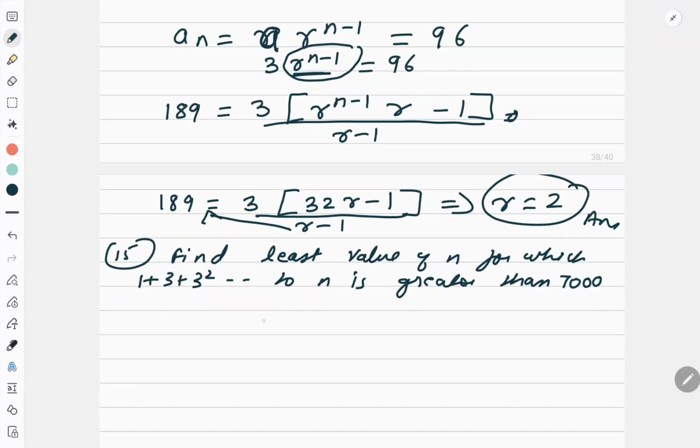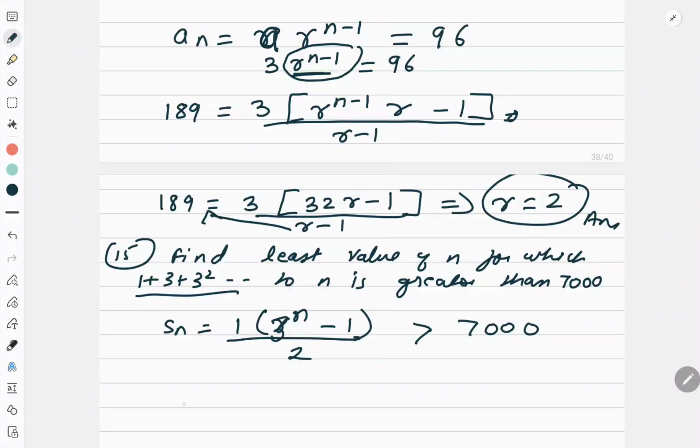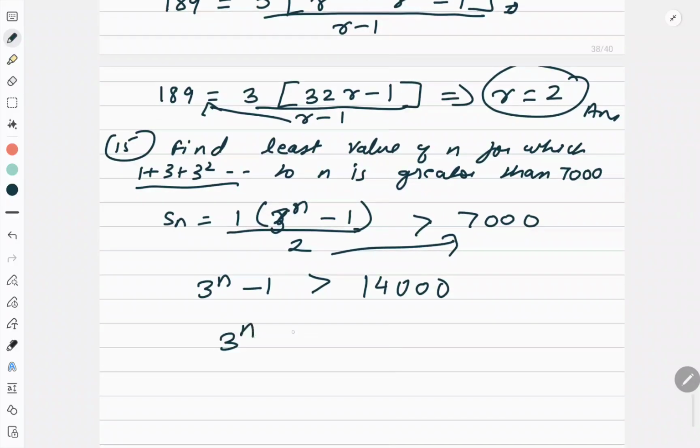Find the least value of n for which this is greater than this. Simple, this is a GP. So what is the sum of a GP? a into r to the power n minus 1 upon r minus 1. r is 3 here, so 3 to the power n minus 1 upon 3 minus 1, that is 2. As per the given condition, this Sn is greater than 7000. So how will you solve it? I have 3 to the power n minus 1 is greater than 14,000 now. This 2 will go there. Correct? So 3 to the power n is greater than 14001.